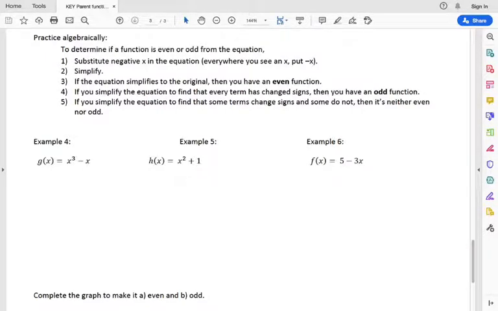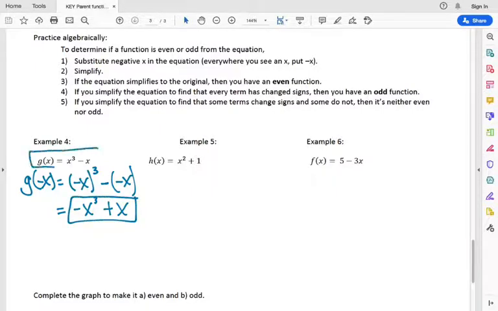Okay, so starting with example 4, you're going to replace every x with a negative x and see what happens to the function, how it compares to the original function. So we start with this first x, we replace it with negative x, then we do the operation that it has done to it in the function, so it gets cubed, then we'll do minus another negative x. When you cube a negative number, it stays negative, so that becomes negative x cubed, minus a negative x becomes a positive x. Now we need to compare this to our original function, and you'll notice the sign of every single term has changed, so that makes this an odd function.